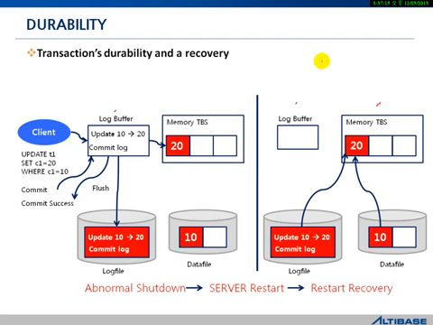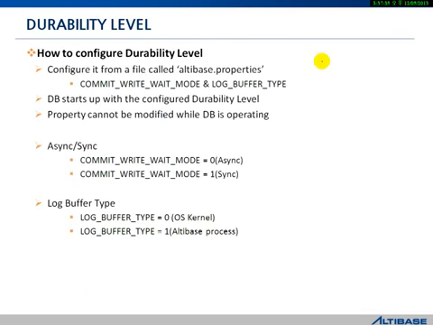But the important part is there are two different methods of flushing the log from the log buffer to the log file in a disk, and ALTIBASE HDB only chooses one of them. They are called asynchronous and synchronous. I'm going to talk about the features of the asynchronous and synchronous methods. The durability levels can be chosen by configuring the properties called commit write wait mode and log buffer type. The durability level is assigned when the DB starts up, but this cannot be changed while the DB is operating. You need to change the property and restart the DB.